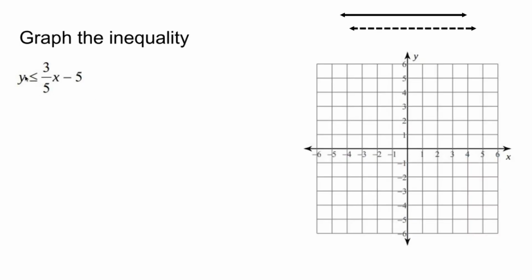Graph the inequality y is less than or equal to 3/5 x minus 5. The way you graph an inequality on a coordinate plane is you start out by treating it like it's a regular old y equals mx plus b problem, where the number in front of x is your slope and the number that's floating around is your y-intercept, as long as y is all by itself. So I'm going to start out just like this.